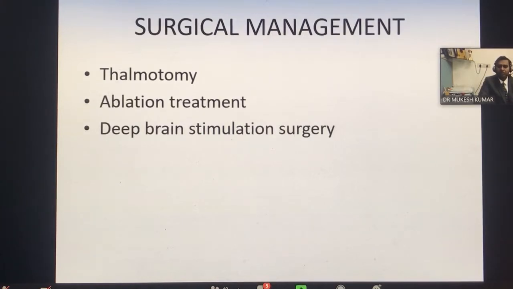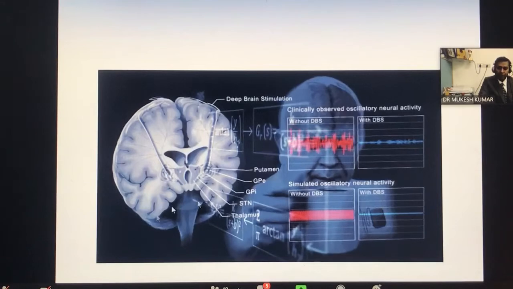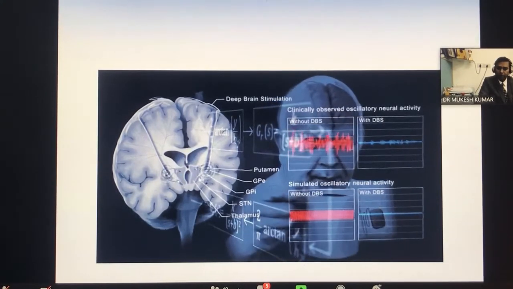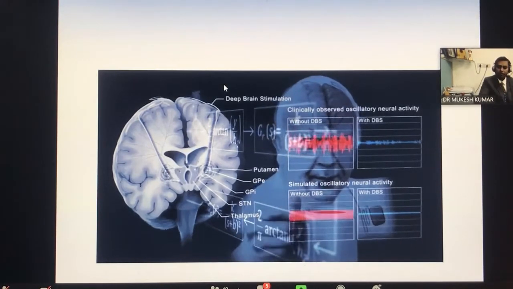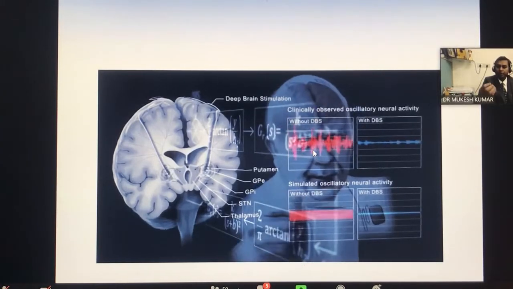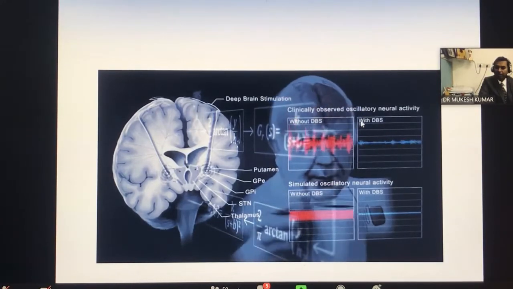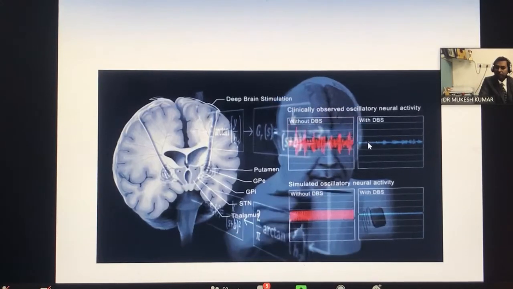So what is the surgical management? Surgical management is ablation treatment or DBS. Now coming to DBS, this is now in common practice. We put a wire up to the substantia nigra, and that wire gets connected to a pacemaker in the chest wall, and it stimulates the wire and increases the dopamine in the brain. You can see the electrical neural activity, which is hyperactive, gets controlled.